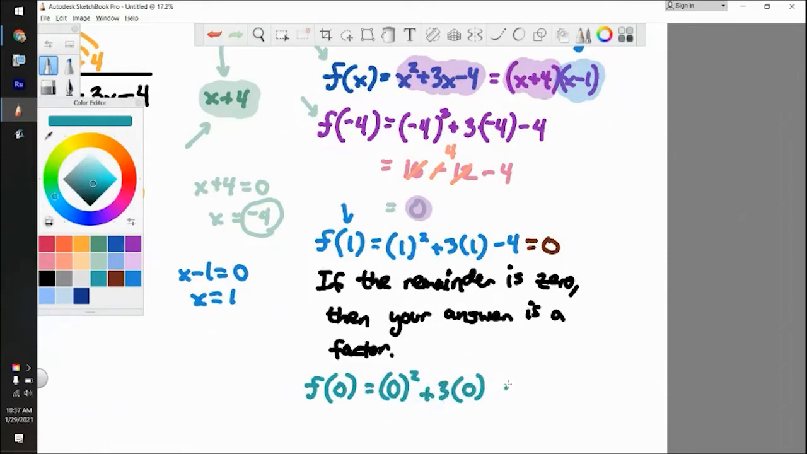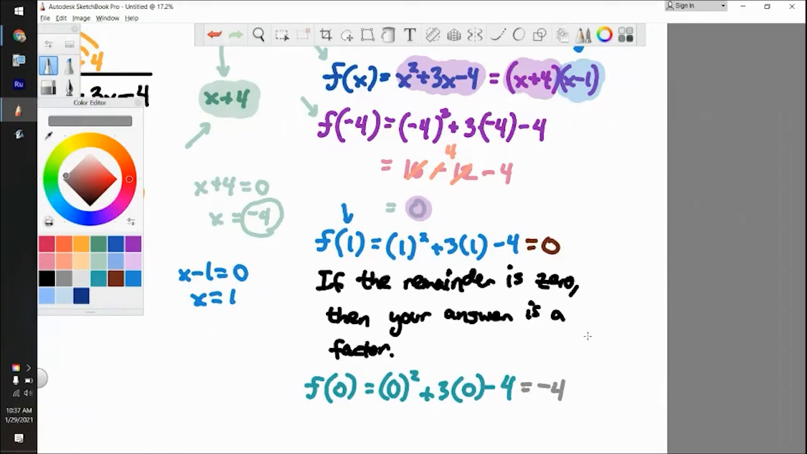It can't be 0 because if it was 0, then it'd be a factor. Negative 4. So it'd be 0 plus 0 minus 4. So you got to remember that minus 4 part of it. Now, since it's equal to negative 4, that means that it's not a factor. So you'd say, not a factor.